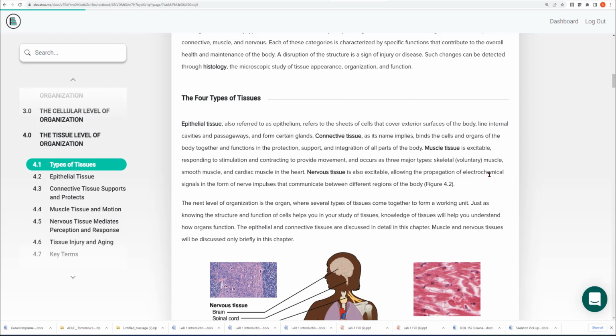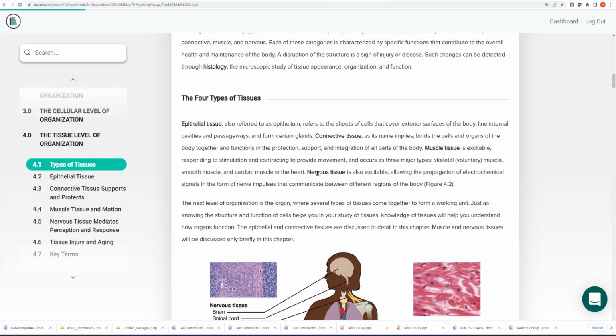And recall there are three major types of muscle tissue, and we'll talk about each of these later. But there is skeletal muscle. This is the kind of muscle you find in your muscles that you move. There's smooth muscle. This is the kind of muscle that is surrounding your intestines and your bladder and all of your internal structures. And then there's cardiac muscle found exclusively in the heart.